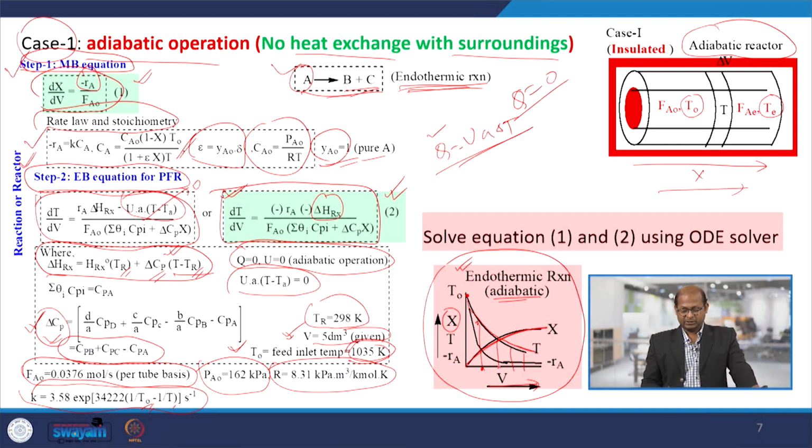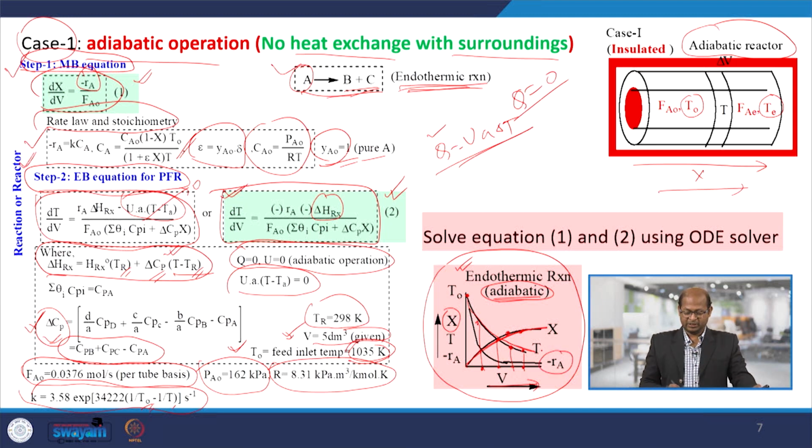At this particular reactor location the temperature and conversion should be this, at this particular location inside the reactor. So, here the temperature would be this and the corresponding conversion is this, like this, here also at this particular location the conversion and temperature would be like this. This way it would change inside the reactor when the reaction is adiabatic operation and endothermic reaction.